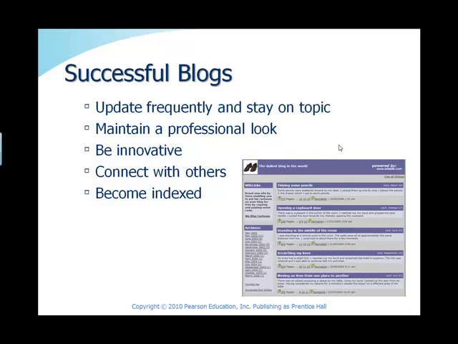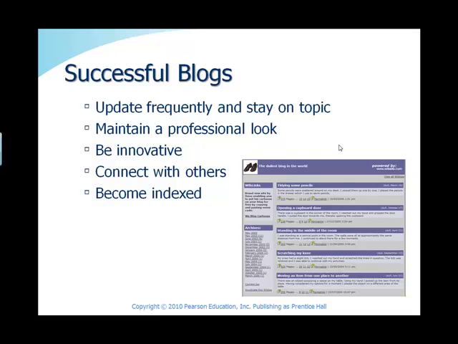A blog that's considered to be successful has 5 main characteristics. They are updated frequently, and if it's a topic type of blog, they tend to stay on the topic. They have a professional look. They're innovative. They connect with other people. This is where the commenting comes into play.